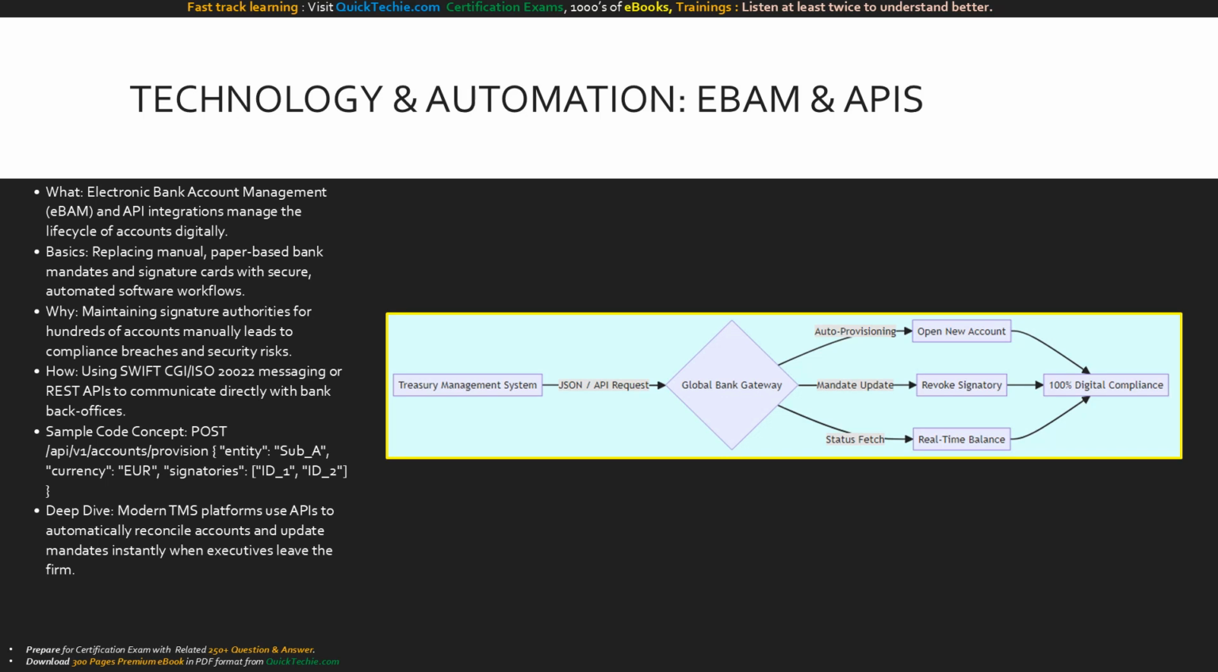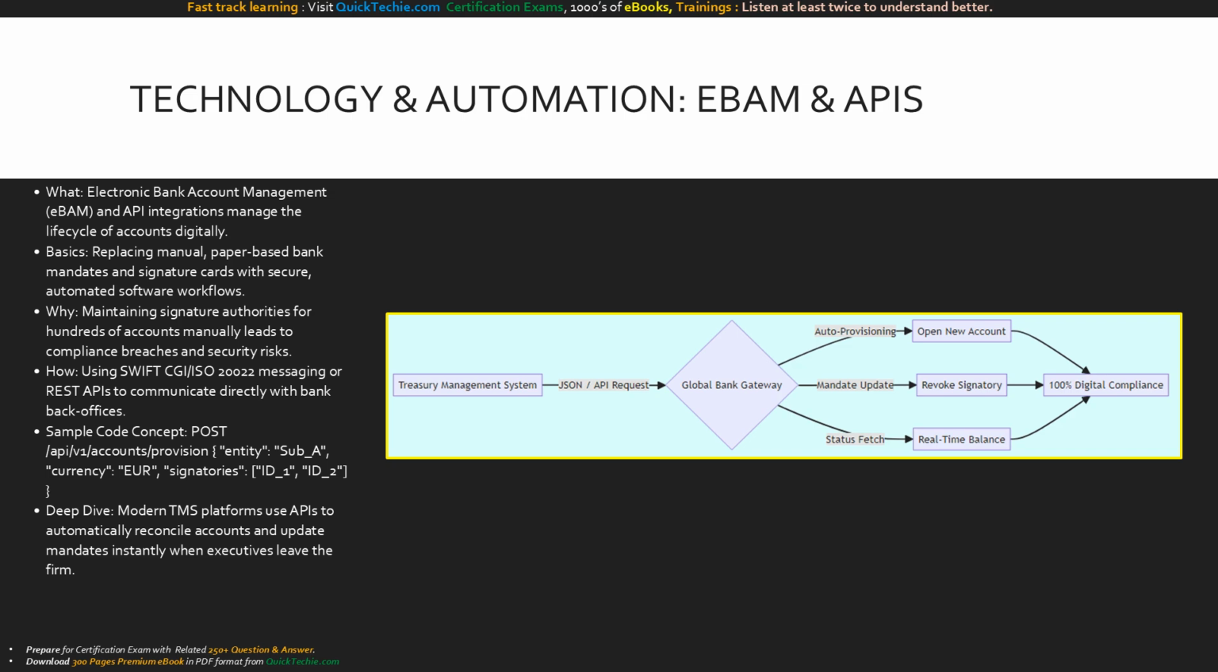In our final slide, we address the technology that makes modern account operations possible, EBAM and APIs. What is EBAM? It stands for Electronic Bank Account Management. It is the digital lifecycle management of your bank accounts. The basics involve replacing archaic, paper-based bank mandates and wet ink signature cards with secure, automated software workflows. Why is this mandatory today? Because if you have 400 accounts, tracking who is authorized to sign a check manually is impossible. When a CFO leaves the company, manually updating 400 paper mandates takes months, creating a massive fraud risk.